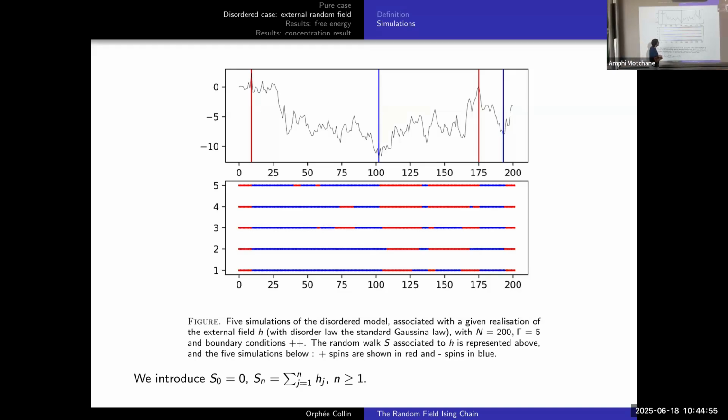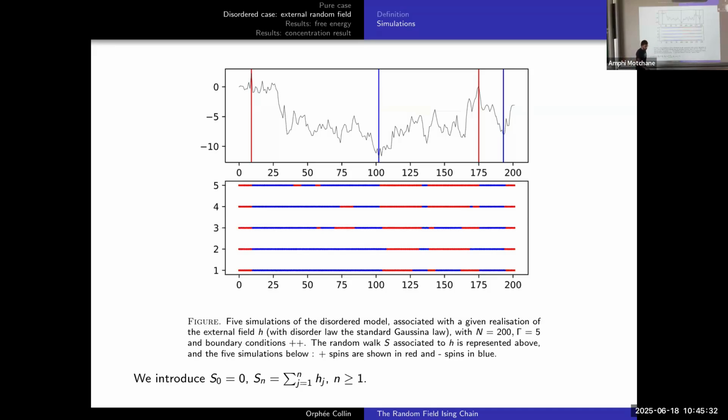Already for gamma equals 5, we can see that there is apparently some kind of region here where the spins want to be minus, except for sporadic spots where there are some plus regions. Also here, we see pluses, but with also sporadic minus regions. I'm sorry. Yeah. Next question. What are the different lines? Do you mean different samples? Five different samples, yeah. Independent, yeah.